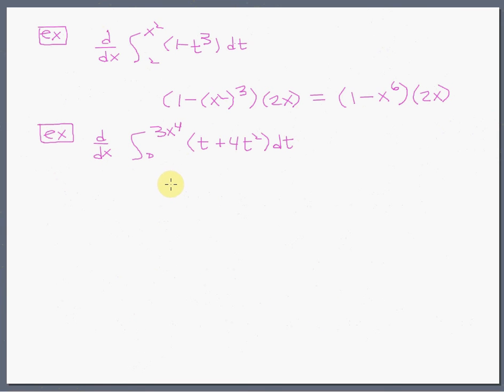Okay, so now let's try and solve. Let's solve this problem together. So t will now be 3x to the 4th.